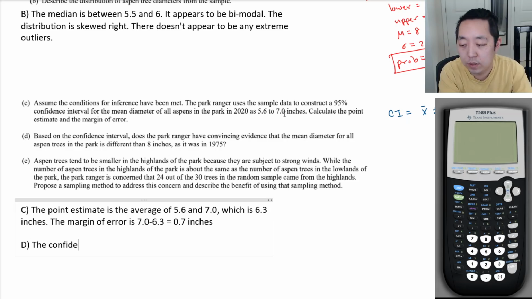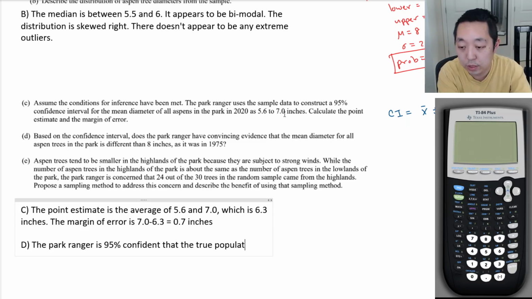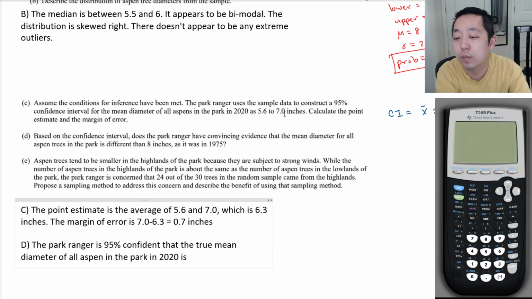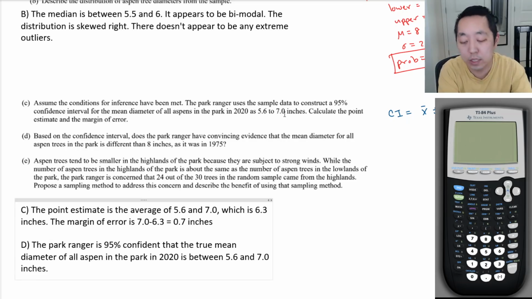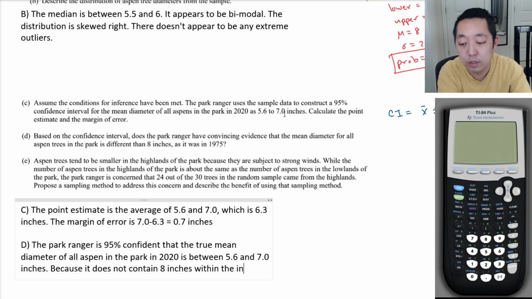The confidence interval. So, the park ranger is 95% confident that the true population mean, the true mean diameter of all aspen trees in the park in 2020, is between 5.6 and 7.0 inches. That's what the confidence interval means, because it does not contain 8 inches within the interval.